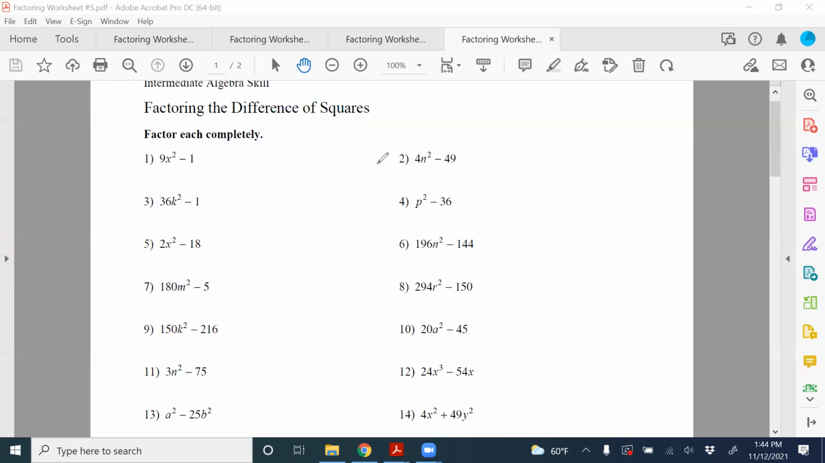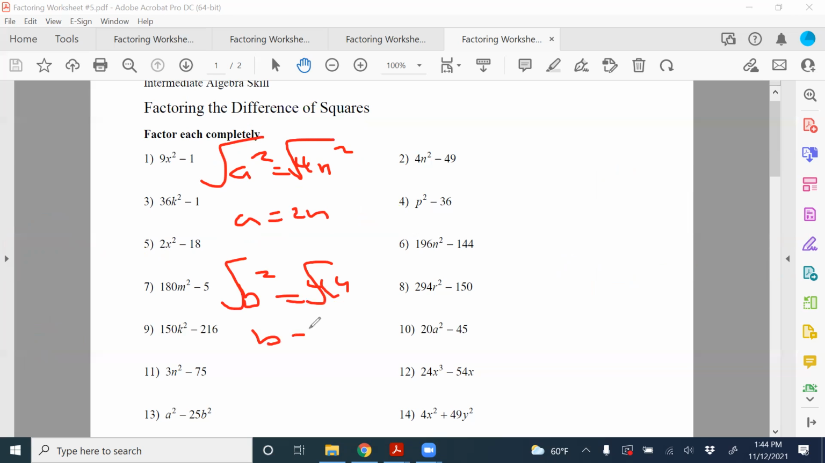So if we look at number 2, 4n squared. Again, you can think of a squared as equaling 4n squared. When I take the square root, a is 2n. You can think of b squared as 49. When you take the square root, b is 7. So you could write it as 2n minus 7 and 2n plus 7.